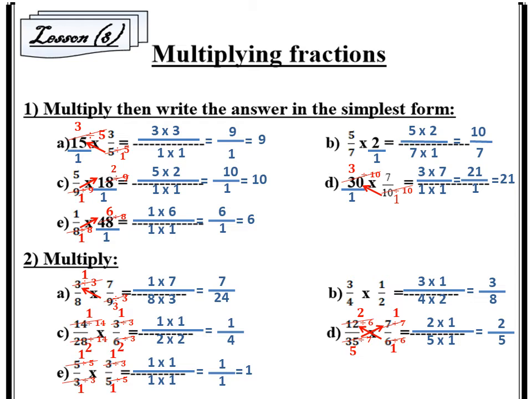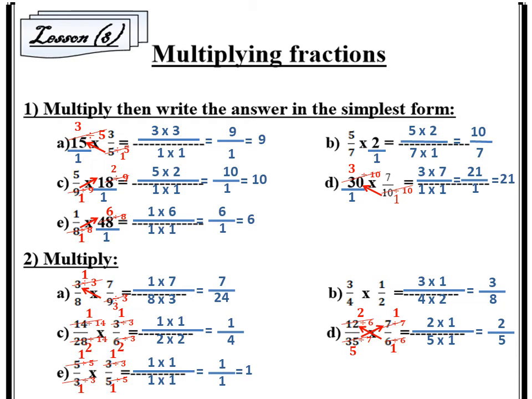35 and 7 are together in table 7, so I can divide both by 7. 6 and 12 are together in table 6, so I'm going to divide both by 6. 12 divided by 6, which is 2. 6 divided by 6, which is 1.